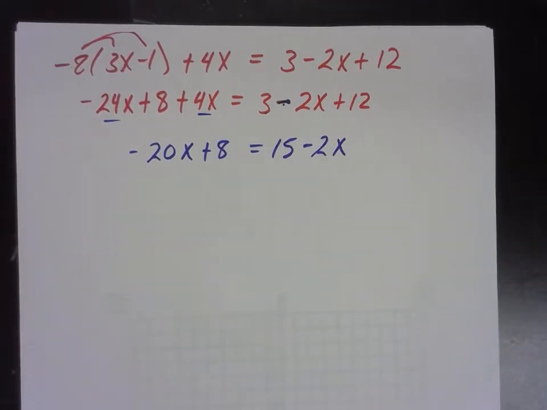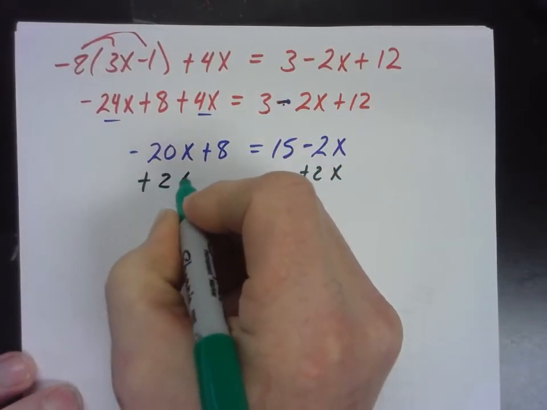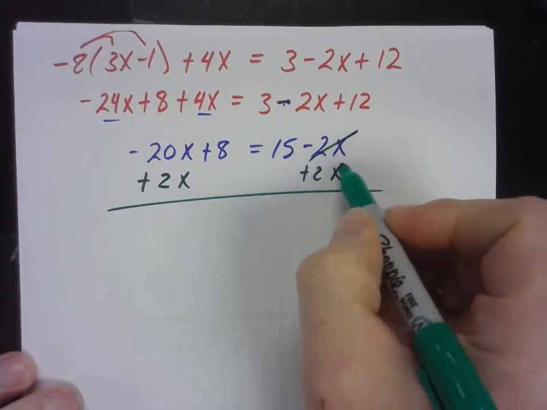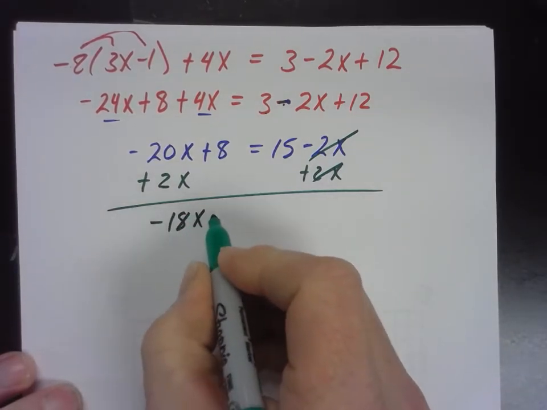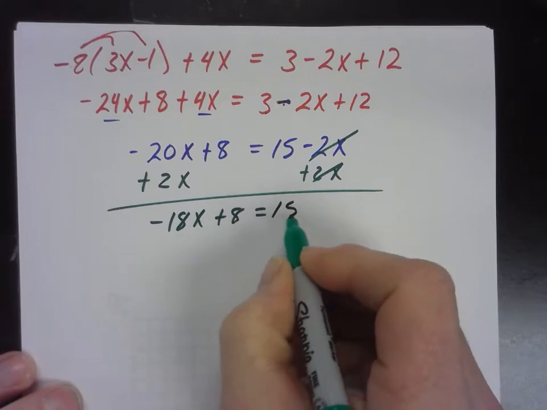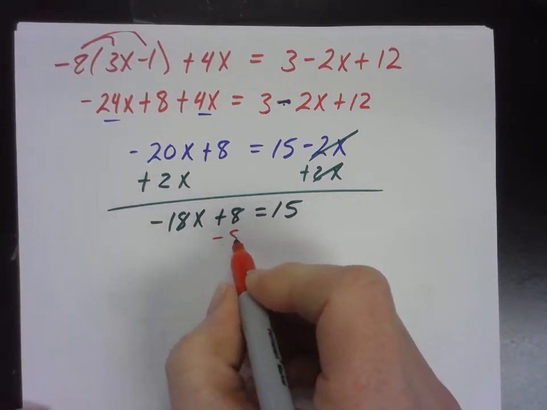Should we add 2x to both sides? We can do that. Add 2x to both sides. Get rid of that variable from the right-hand side. We have negative 18x plus 8 equals 15. And then we can get rid of the constant.